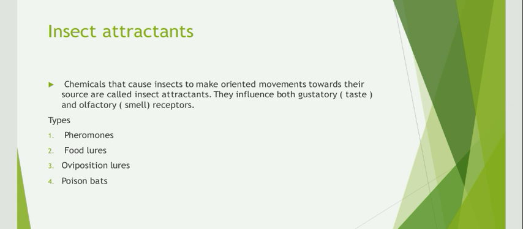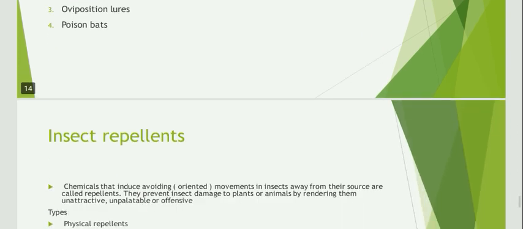Insect attractants. Chemicals that cause insects to make oriented movements towards their source are called insect attractants. They influence both gustatory (taste) and olfactory (smell) receptors. Types: pheromones, food lures, oviposition lures, poison bait.